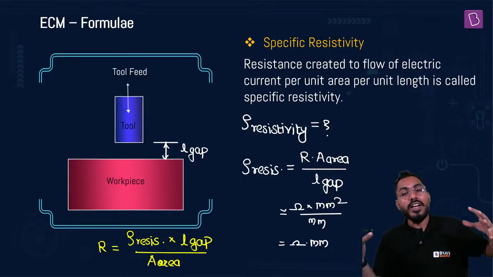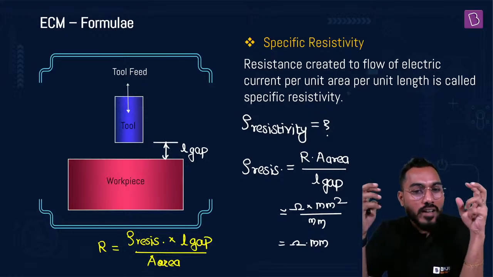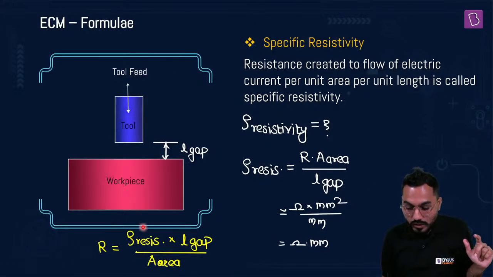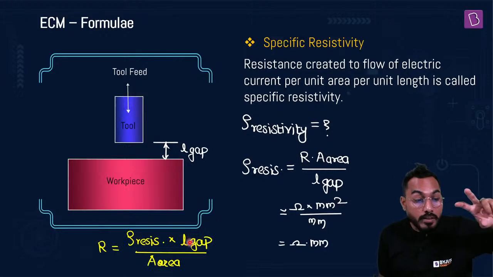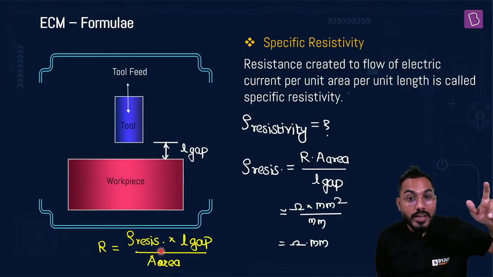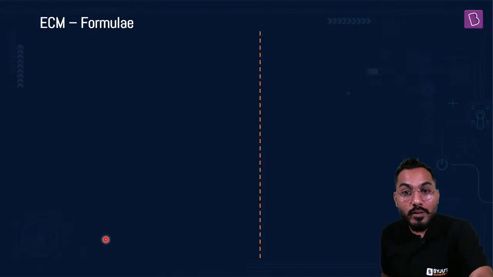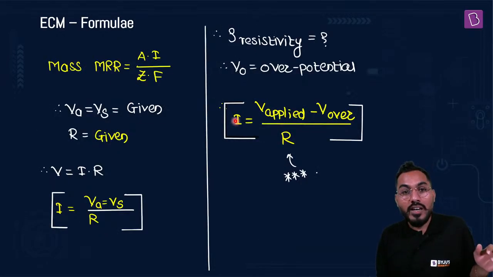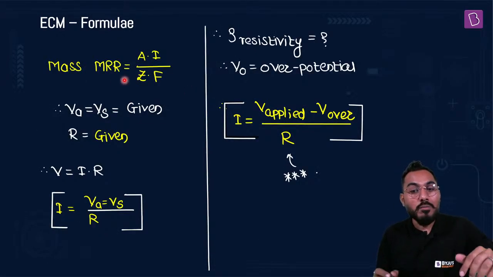Is it true? Let's see now. Sir, resistance is not given. What is given? Resistivity. Don't worry. Use resistivity, multiply by the interelectrode gap, divided by area. Calculate resistance. Once you calculate resistance, come back here. From that resistance, calculate current. Once you calculate current, you calculate the mass material removal rate.